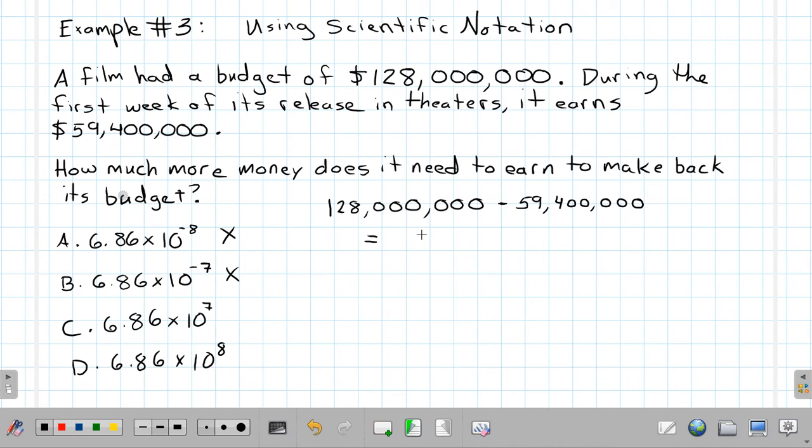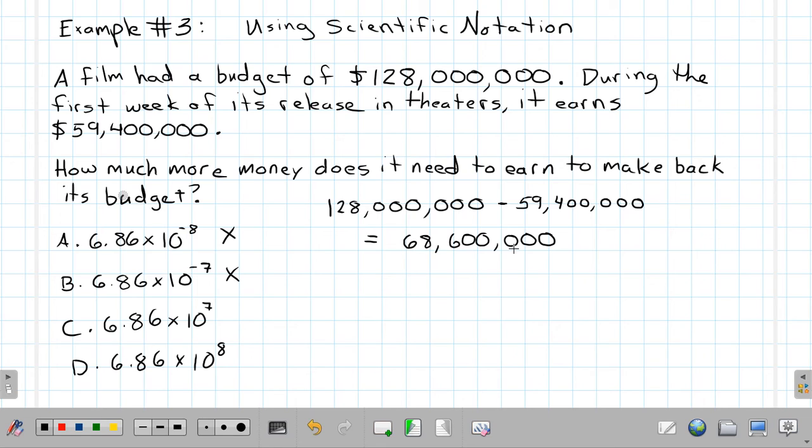So if we do that, we would have the number 68,600,000. Okay? So after we do that, now comes the part that we're familiar with. All right, we have this giant big number here, 68,600,000. And now we notice all the answers are in scientific notation. So now we need to take this number and write it into scientific notation.